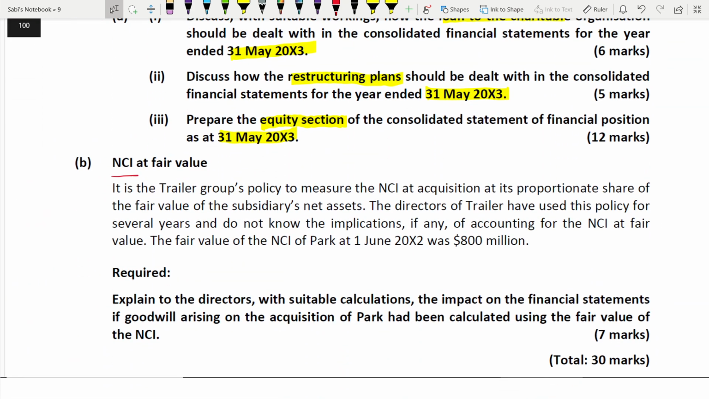NCI at fair value. It is the Trailer group's policy to measure NCI at acquisition at its proportionate share of the fair value of the subsidiary's net assets. The directors of Trailer have used this policy for several years and do not know the implications, if any, of accounting for the NCI at fair value. The fair value of the NCI, so they have given you the fair value of NCI, 800 million. Now, for 7 marks, explain to the directors with suitable calculations, so explain also, do calculations also, the impact on the financial statements if goodwill arising on the acquisition of Park was calculated using the fair value of the NCI. If the goodwill was based on fair value of NCI, definitely goodwill will change when the NCI policy changes. So, what will be the impact of that change on the financial statements? That you need to explain.